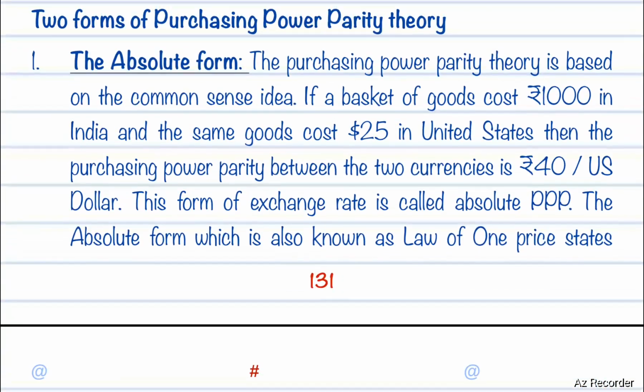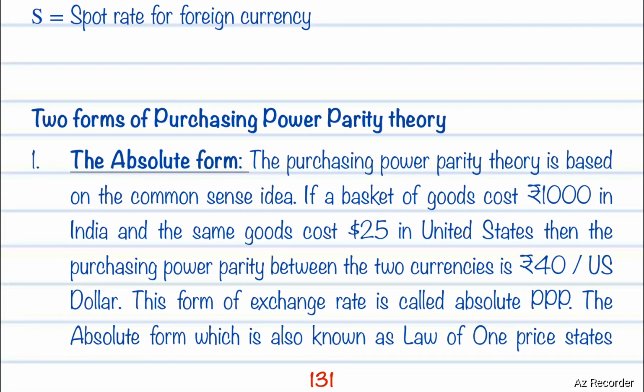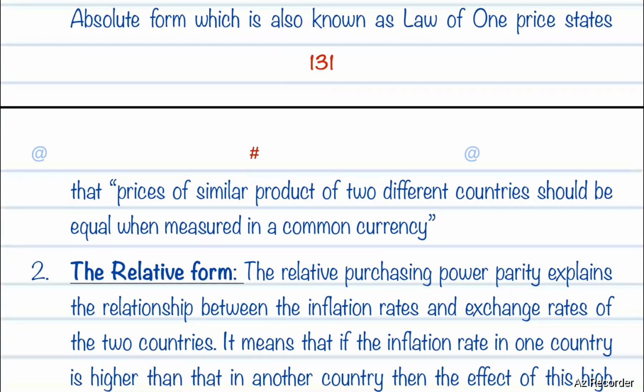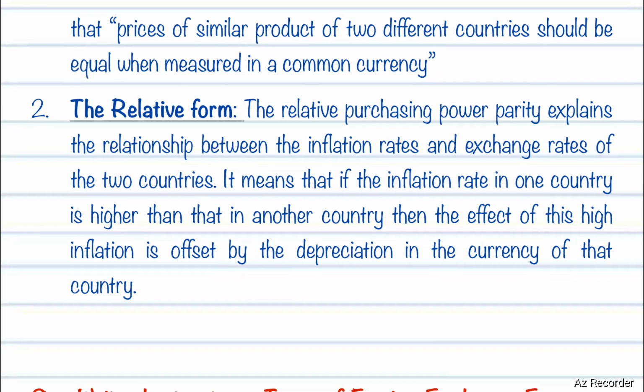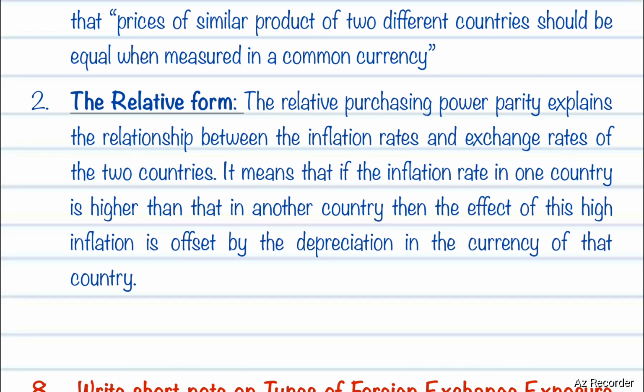First, the absolute form. The purchasing power parity theory is based on a common sense idea. If a basket of goods costs rupees 1000 in India and the same goods cost $25 in the United States, then the purchasing power parity between the two currencies is rupees 40 per US dollar. This form of exchange rate is called absolute purchasing power parity. The absolute form, which is also known as the law of one price, states that the price of a similar product in two different countries should be equal when measured in a common currency.